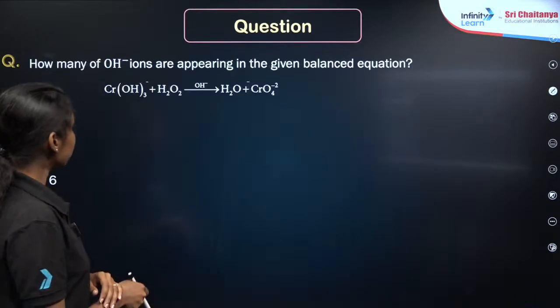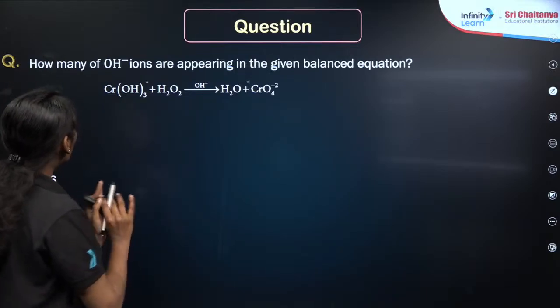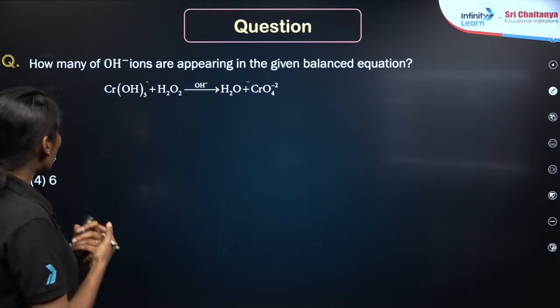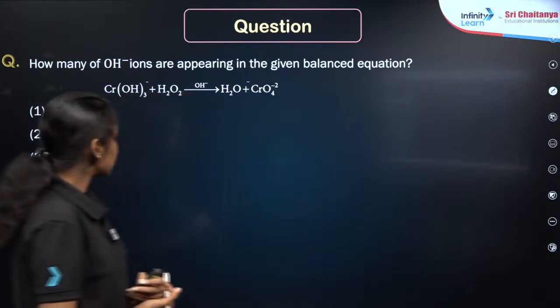Okay, here is the next question. The equation is given. You have to find out how many OH minus ions are appearing in the given balanced equation.